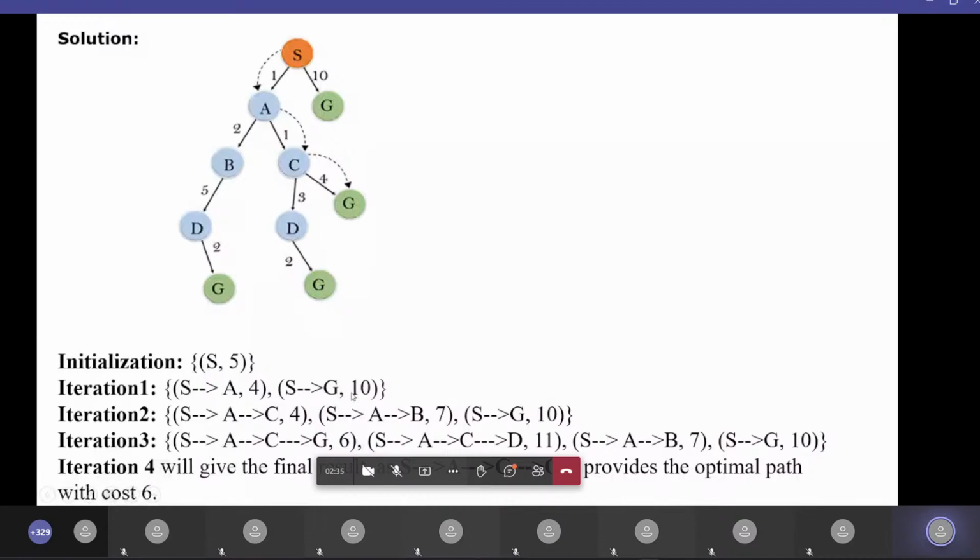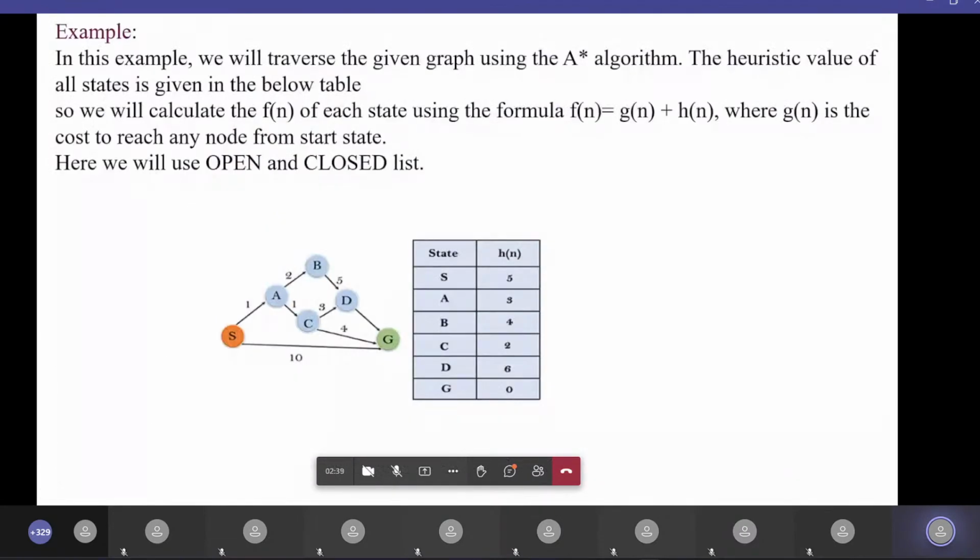Now we have to look into A. What is the value for A? What is the heuristic value of A? It is 3. So 1 plus 3 is 4. Yes, we have to consider g of n and h of n.